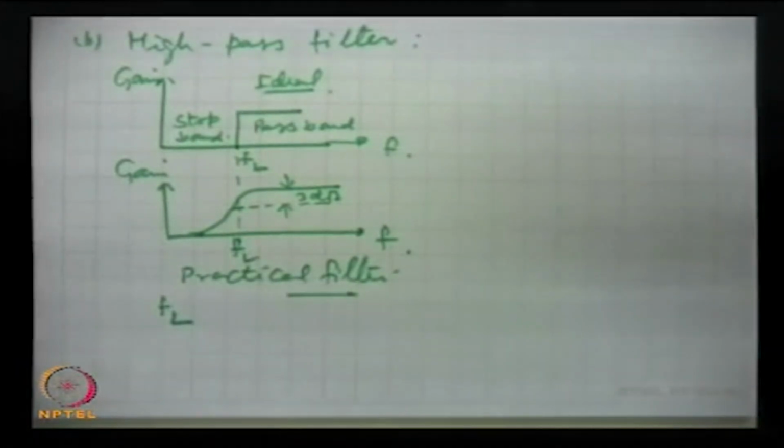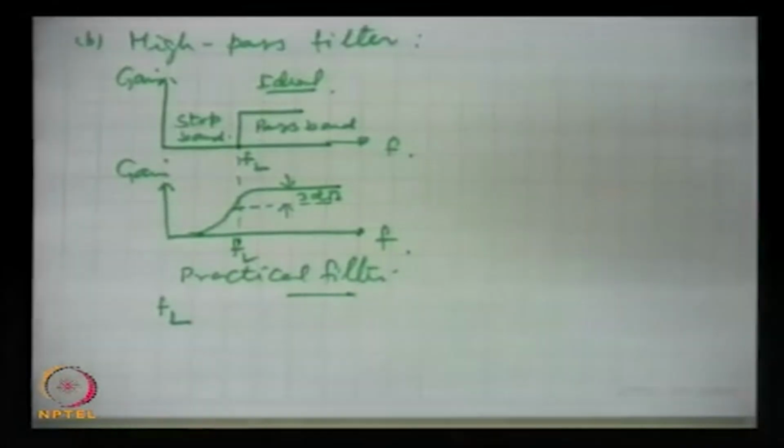Now, the active filters, as I said, will make use of op amps, capacitors and resistors, just a few capacitors and resistors, and the filter design will be complete. The inductors are not used. There are reasons: inductors are bulky and heavy and they are not integrable, and hence inductors are not used with active filters. So, this is the case of the high pass filter.